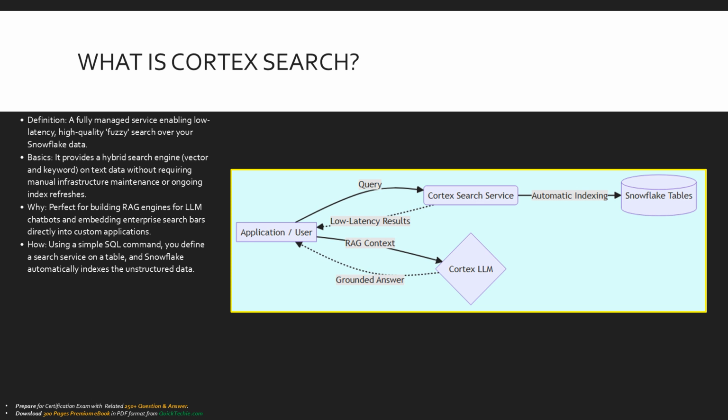Let's look at the high-level architecture in this flowchart. On the left, your application or user submits a search query. This request hits the Cortex Search service. Notice the connection to your Snowflake tables. Cortex Search handles the automatic indexing of your data in the background, ensuring your search surface is always up to date without manual pipelines. It returns low-latency, relevant text chunks to the application. In a RAG architecture, your app then takes those highly relevant search results and passes them as context to a Cortex LLM, which finally delivers a precise, grounded answer back to the user.